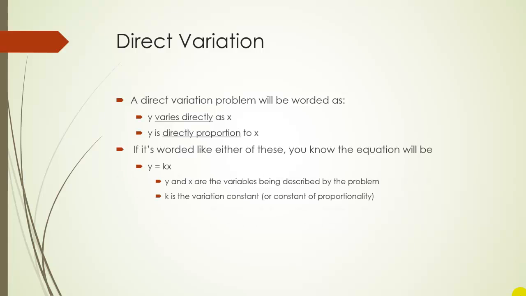So if a problem's worded like either of these, the equation you're going to set up is y equals kx. And again, you don't have to use y and x. You can use other variables. Just remember, whatever comes before the word that indicates direct variation is on the left-hand side, your y variable, and the other one would be on the right. k is just a constant. It's the constant of variation, also called the constant of proportionality. It doesn't really matter. It's just a constant. It's ultimately a number we'll want to find in order to be able to answer the question.